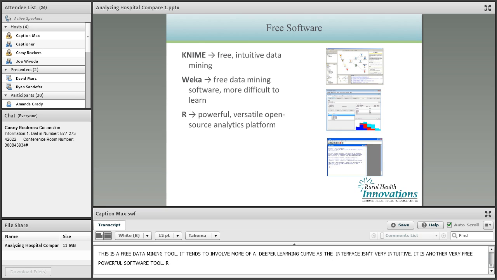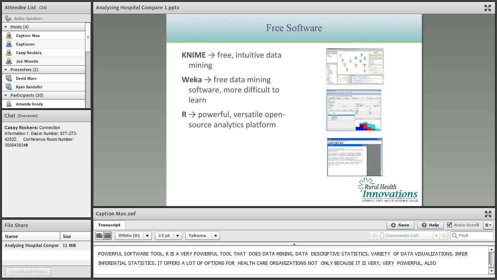SAS is a widely adopted analytics platform that is very powerful and versatile and can handle very large data sets. You can hook it up to your database or your data warehouse, and you can do a variety of different analytical procedures and also data visualization. It's also a very expensive option, so it can be cost prohibitive for some organizations, particularly rural hospitals, to adopt a platform like SAS given the price point.